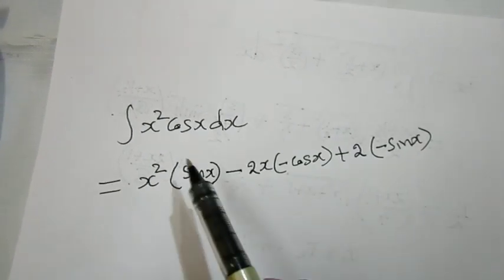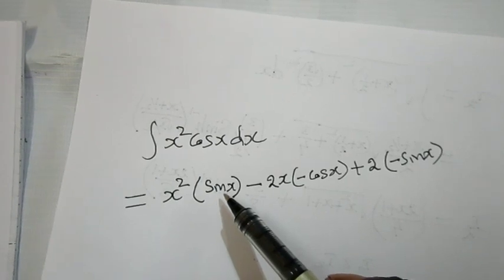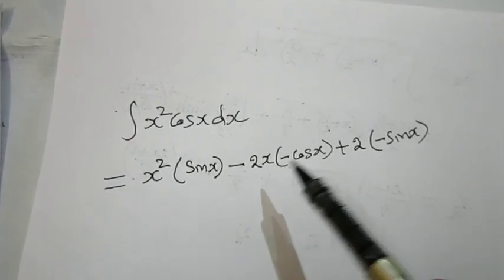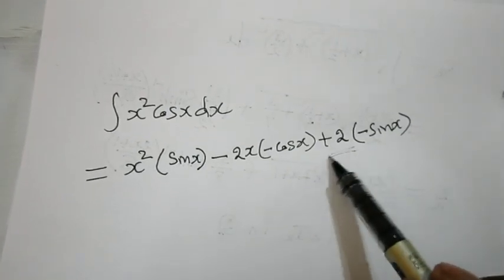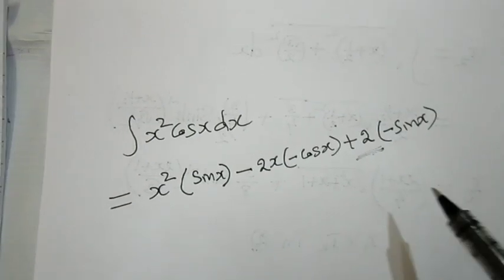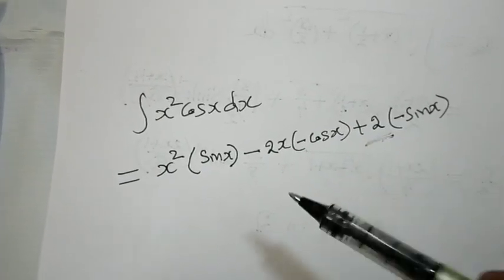So what is Bernoulli's method? Take the algebraic term first, integrate the remaining term, and alternately plus or minus, differentiate, integrate, and so on until you get a constant, because the next term is 0. So this procedure is called Bernoulli's method. For integration by parts, Bernoulli's method is very easy.